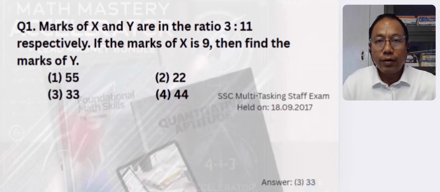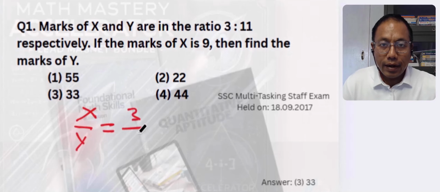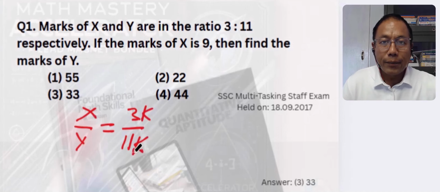Let's start by solving simple ratio and proportion problems. Question number 1. Marks of x and y are in the ratio 3:11 respectively. If the marks of x is 9, then find the marks of y. x by y is equal to 3 by 11. I'll multiply with constant k. The values of x and y are 3k and 11k.